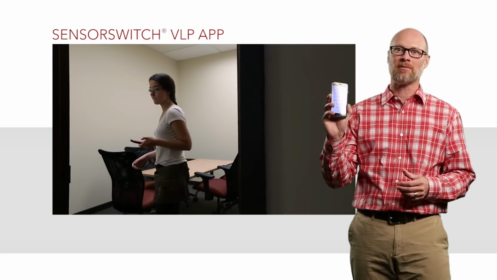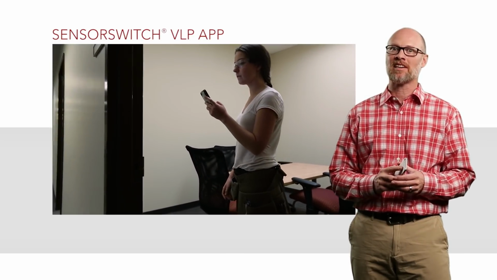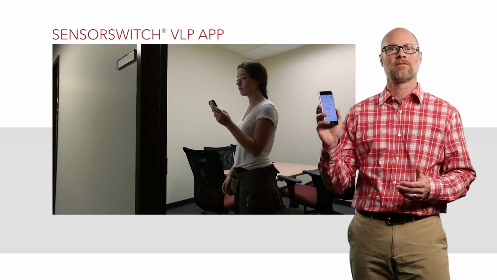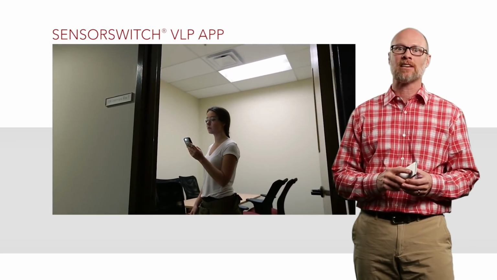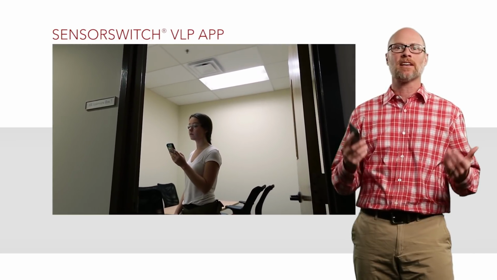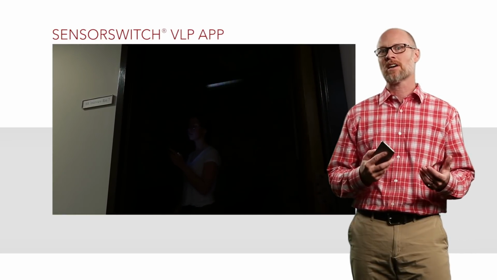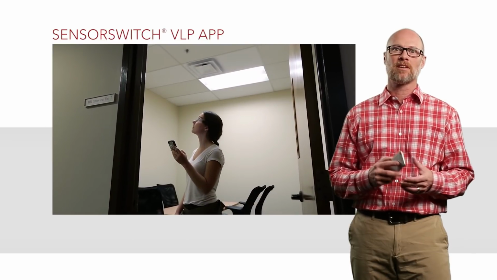I'm Troy Miller, Director of Product Marketing, and I'm excited to tell you about Sensor Switch VLP, an easy and innovative way to change occupancy sensor settings with your mobile phone. With the Sensor Switch VLP app, available for both iPhone and Android devices, altering behaviors like occupancy time delay can be accomplished in a few easy steps.